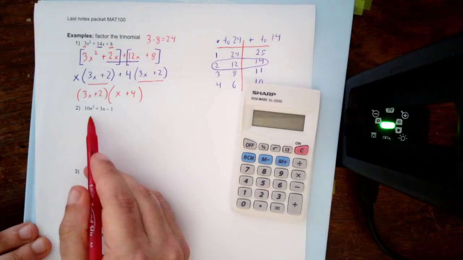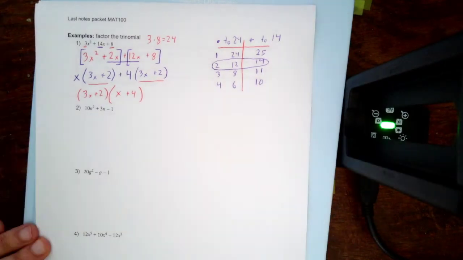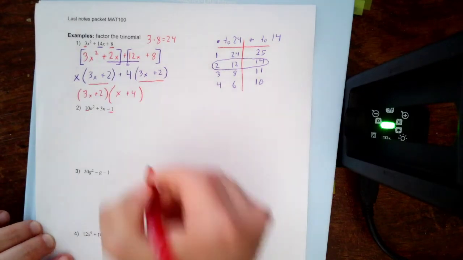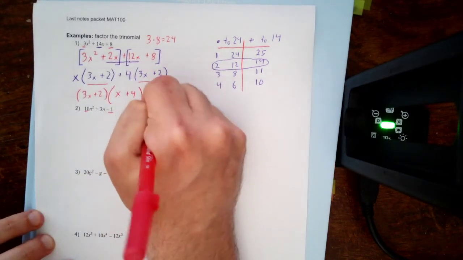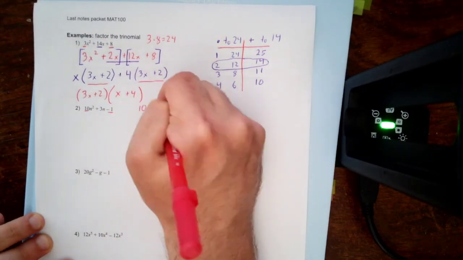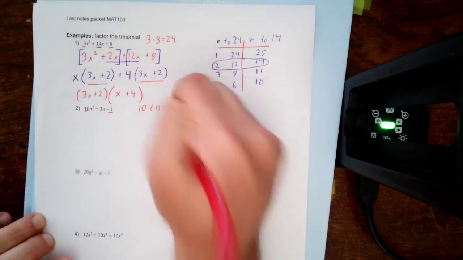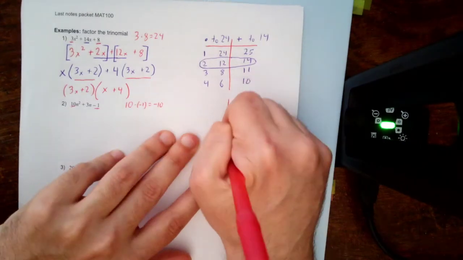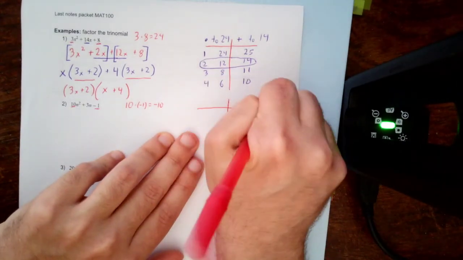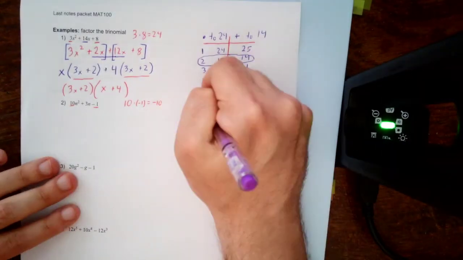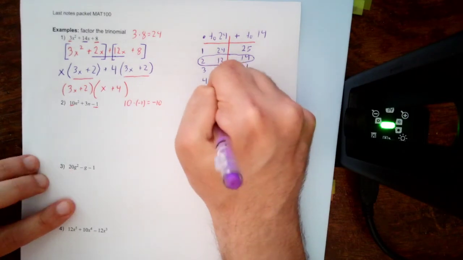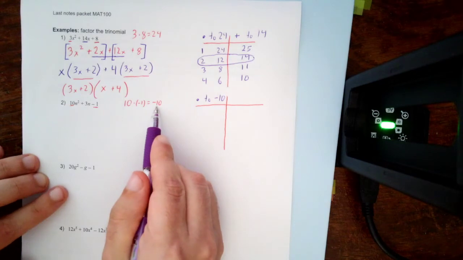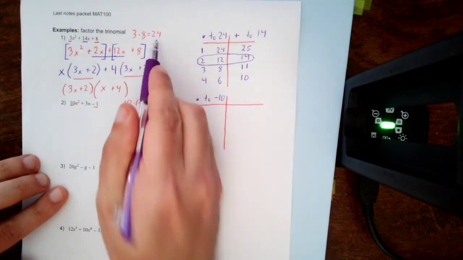Now, in the next example, we're going to do the same thing. We're going to use the first and last coefficients and multiply them. That's 10 times negative 1, which is equal to negative 10. So when I go to make my table, I want numbers that multiply to negative 10, right? I use this new value I calculated, just like before.